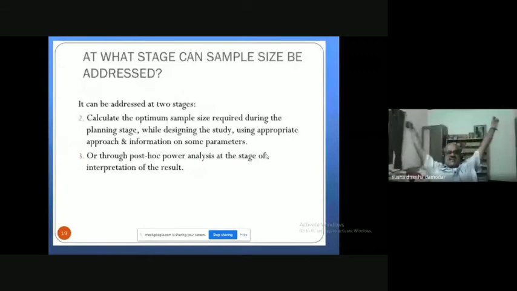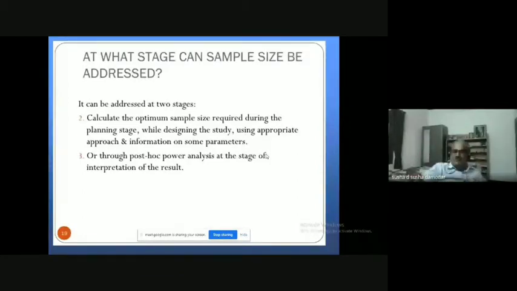At what stage can sample size be addressed? Calculate the optimal sample size required during the planning stage. That means sample design or research design. Using an appropriate approach and information on some parameters. Again, I remember one thing, what we will do in sampling. Sample statistic will be used for predicting the unknown value of the population parameter. Sample study output is used for generalizing the features of the population, or through post hoc power analysis at the stage of interpretation of the research.